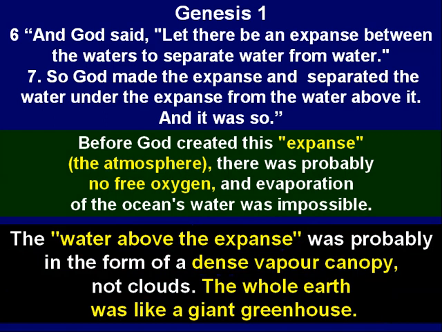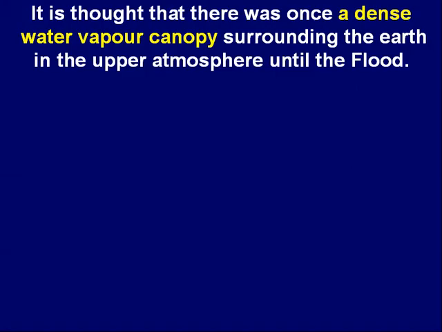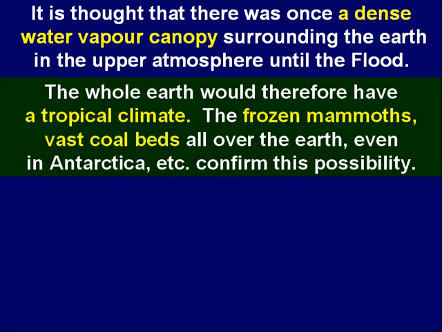The water above the expanse was probably in the form of a dense vapor canopy, not clouds. The whole earth was like a giant greenhouse. It is thought there was once a dense water vapor canopy surrounding the earth in the upper atmosphere until the flood. The whole earth would therefore have been a tropical climate. The frozen mammoths, found in vast beds all over the earth, even in Antarctica, confirm this possibility.